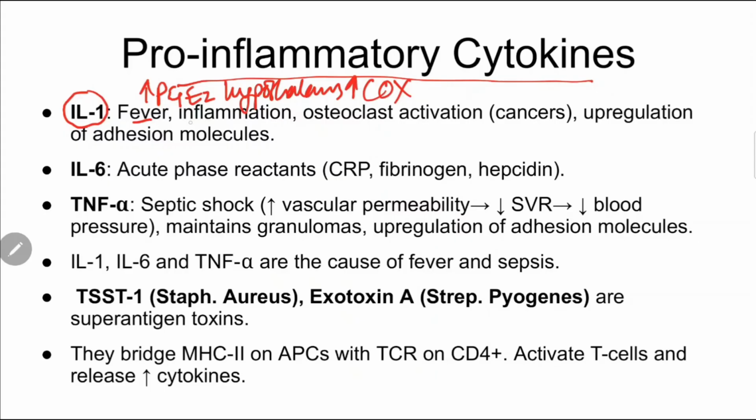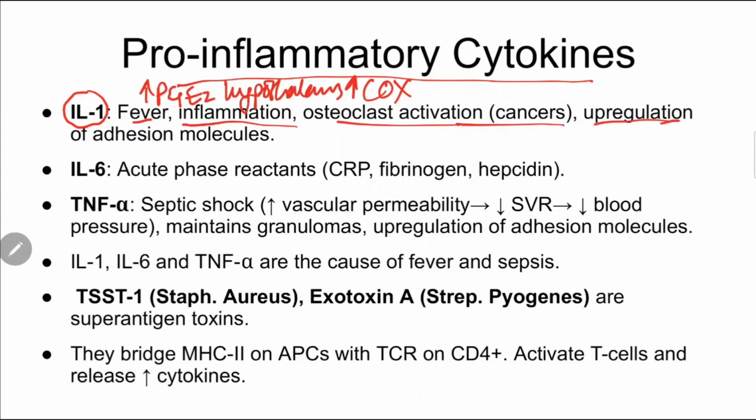Next, it is important for inflammation, right? It is also responsible for your osteoclast activation, especially in the setting of cancers. So what happens is that cancers which metastasize to bones lead to an inflammatory condition which increases cytokine production such as interleukin 1. This activates your osteoclast by increasing RANK L expression, which is helpful in resorbing your bone, right? And that leads to the hypercalcemia that we see in patients who have cancer. So metastasis leads to hypercalcemia by cytokine production in the bone.